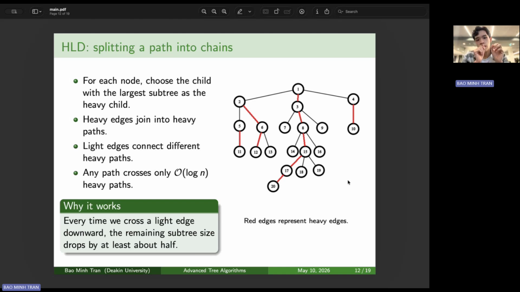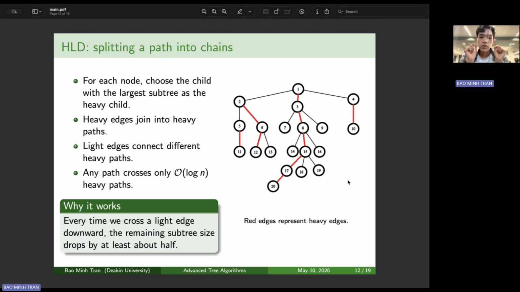As you can see, all of these consecutive heavy edges will form what is called a heavy path. You may find that there can be a light path, right? Possibly it can happen, but we're not going to define it, because we'll see the light edges as the links between the heavy paths.